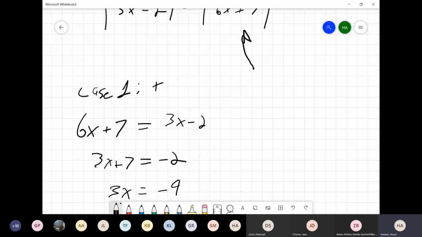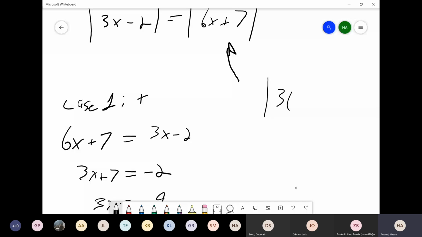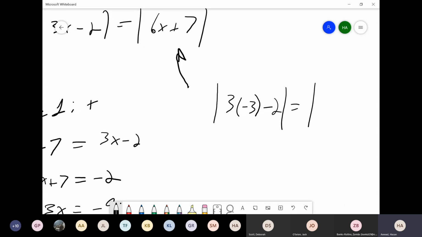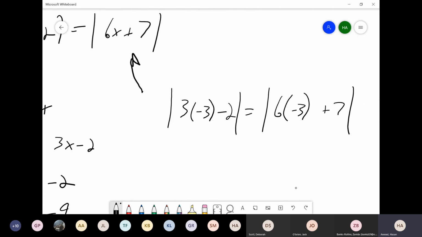Plugging them into our original, we have the absolute value of 3 times negative 3 minus 2 is equal to the absolute value of 6 times negative 3 plus 7. Rolling through this, 3 times negative 3 is a negative 9, minus 2, so negative 9 minus 2 is a negative 11. So we have negative 11 here. And then on the right-hand side, 6 times negative 3 gives us a negative 18, and negative 18 plus 7 is going to give us a negative 11.